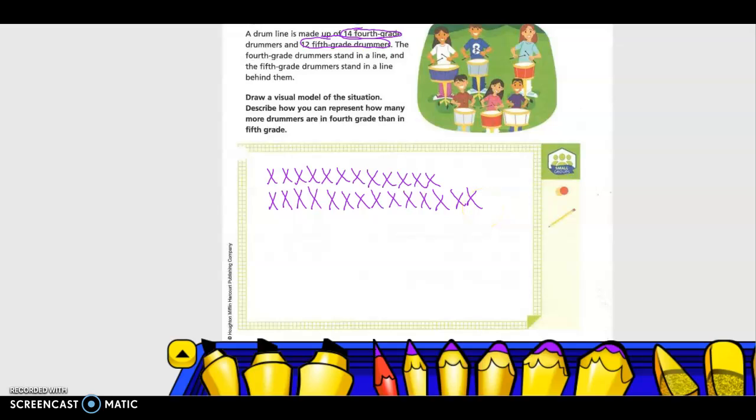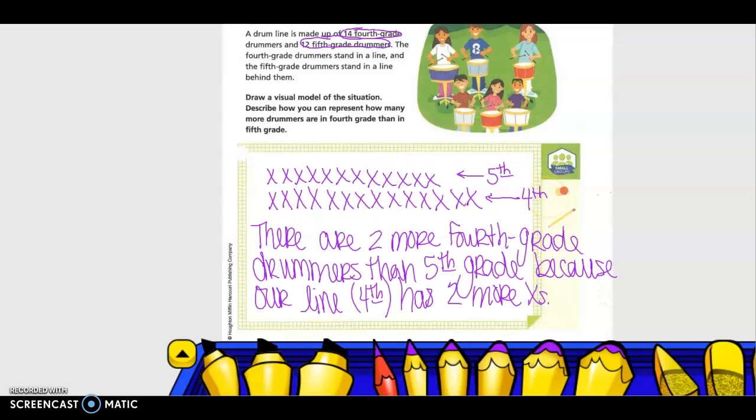Okay, so describe how you can represent how many more drummers are in fourth grade than in fifth grade. So this was our fifth grade line. And this was our fourth grade line. So how many more were there? Okay. So we went ahead and wrote there are 2 more fourth grade drummers than fifth grade drummers, because our fourth grade line has 2 more X's.